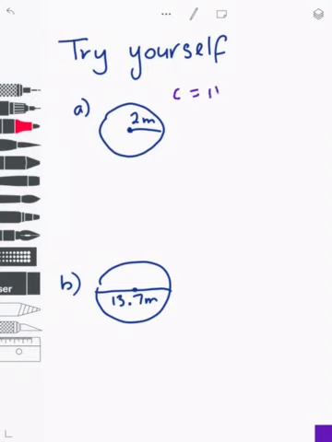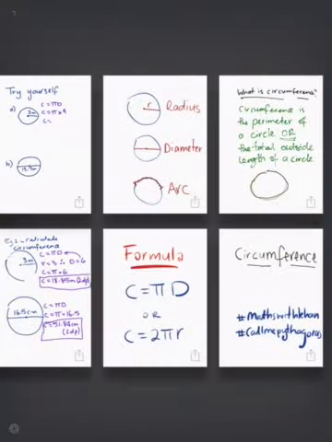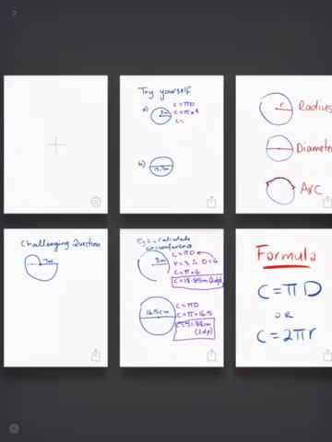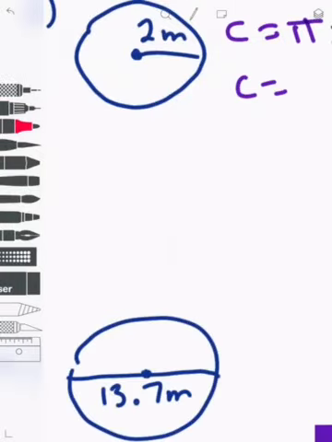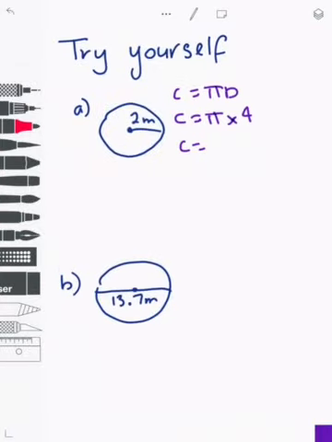So circumference equals pi d. Circumference equals pi times 4, because the radius is 2, so I have to double that to get the diameter, which is 4. Circumference equals pi times 4, which is 12.57. 12.57 meters to 2 decimal places. Now with the next one, diameter is already given, so circumference equals pi d.